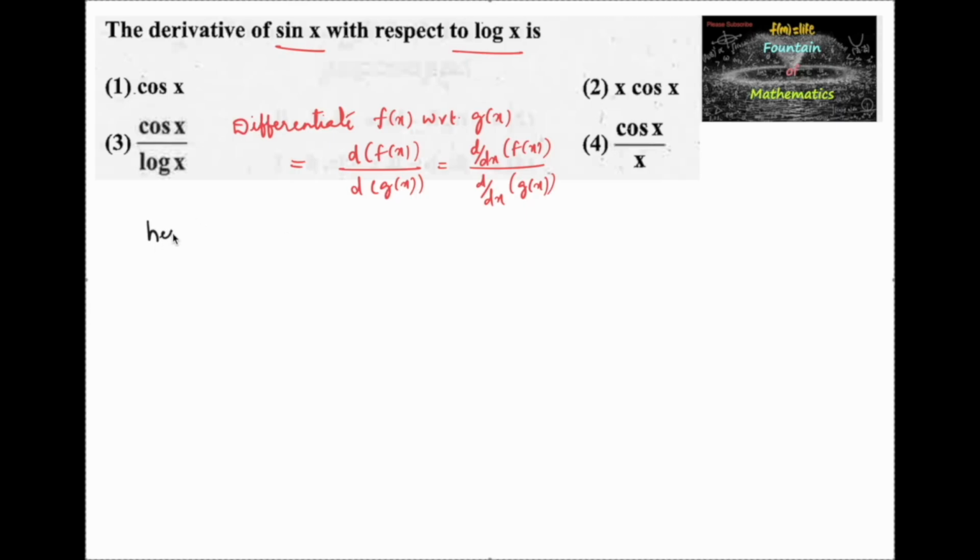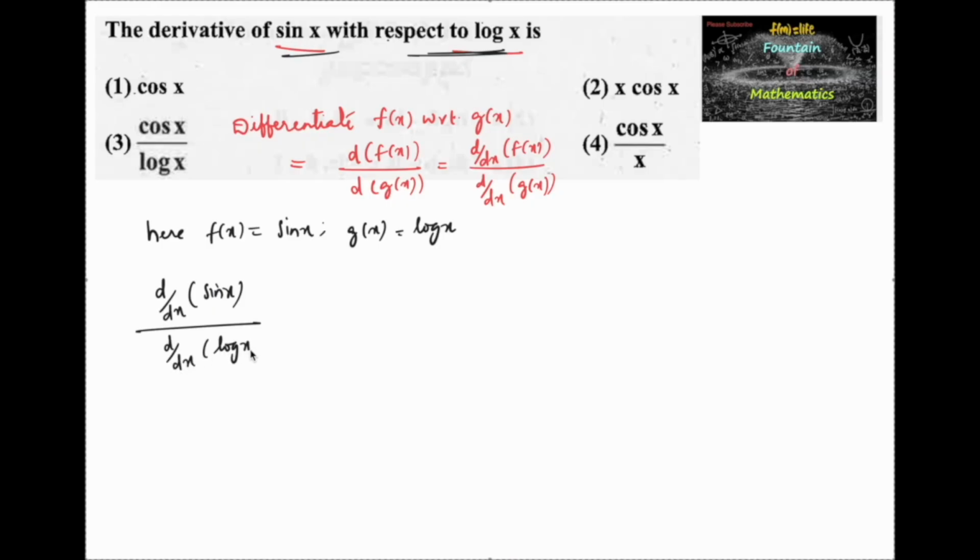So here we consider, here f of x is equal to sin x and g of x is equal to log x. So the derivative of sin x with respect to log x, we can write it as d by dx of sin x divided by d by dx of log x, which is equal to differentiation of sin x is cos x and differentiation of log x is 1 upon x, which is x cos x. X cos x is the answer, which is our option 2.